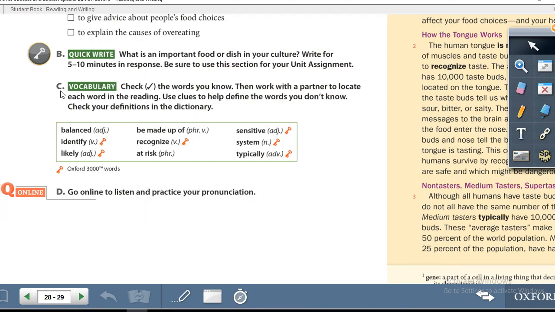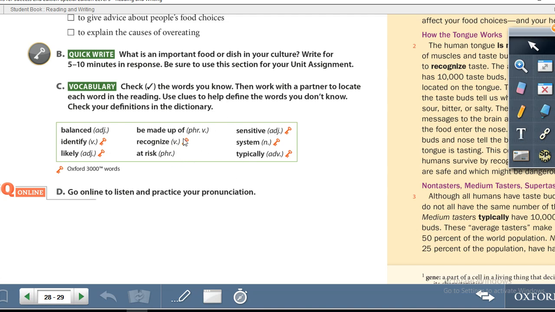Right, exercise C is the vocabulary. Check the words you know, then work with a partner to locate each word in the reading. Use clues to help define the words you don't know. Check your definitions in the dictionary. Now they have provided you with vocabulary, right? It's in this block over here. They have even told you whether it's an adjective or verb or adverb or any other sort of phrase.